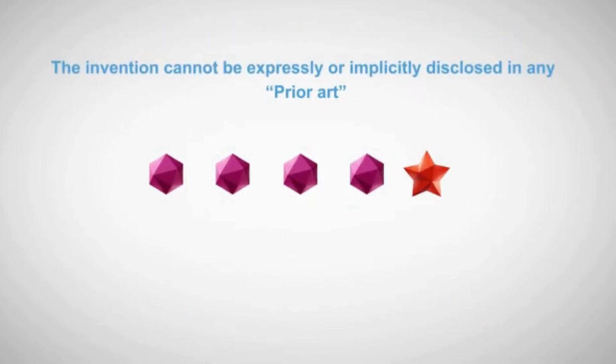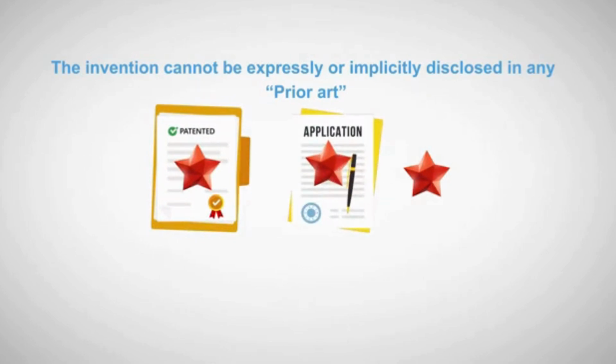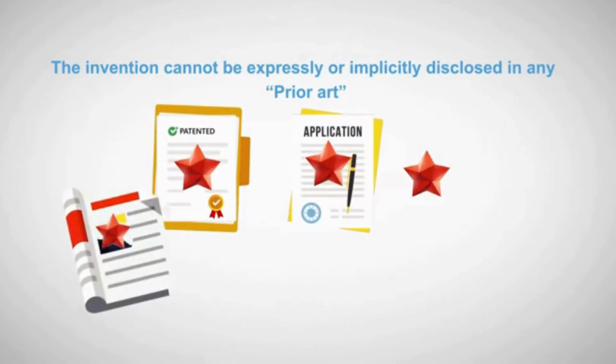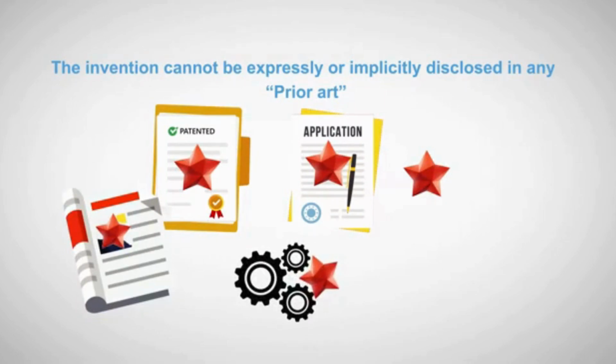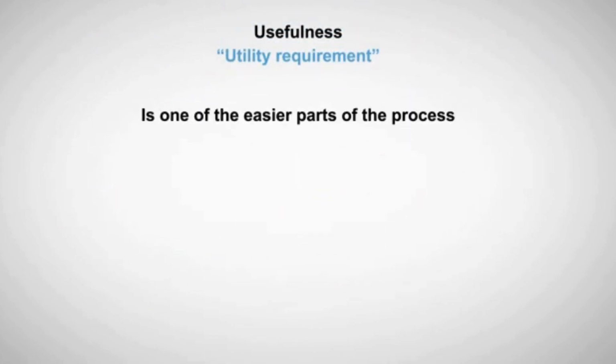The invention cannot be expressly or implicitly disclosed in any prior art references. If there is already a patent for the invention, a patent application for the invention, a description of the invention in a printed publication, or a product in use that already uses the process used by the invention, the invention does not meet the novelty requirement.